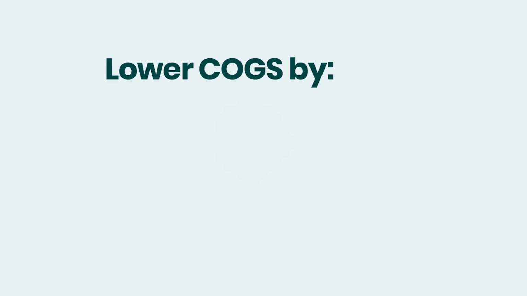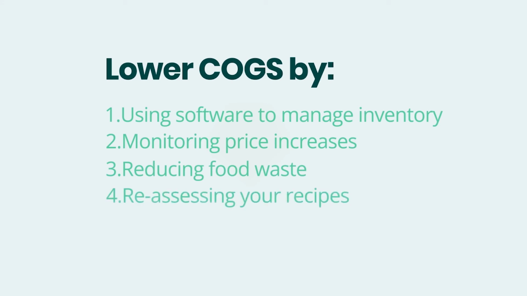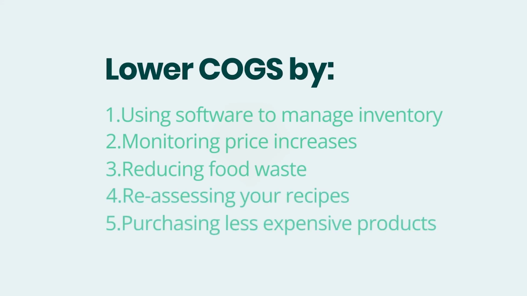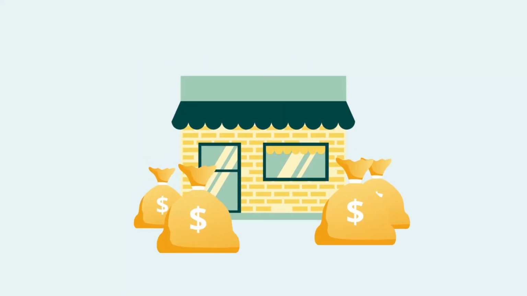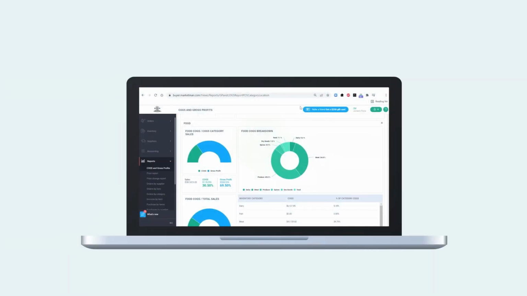You can lower your COGS over time by using software to manage inventory. With MarketMan, you can monitor price increases, reduce food waste, reassess your recipes, and identify less expensive products. COGS is vital for your restaurant's long-term profitability. The good news is that optimizing your cost of goods sold isn't a matter of chance. It's well within your control.